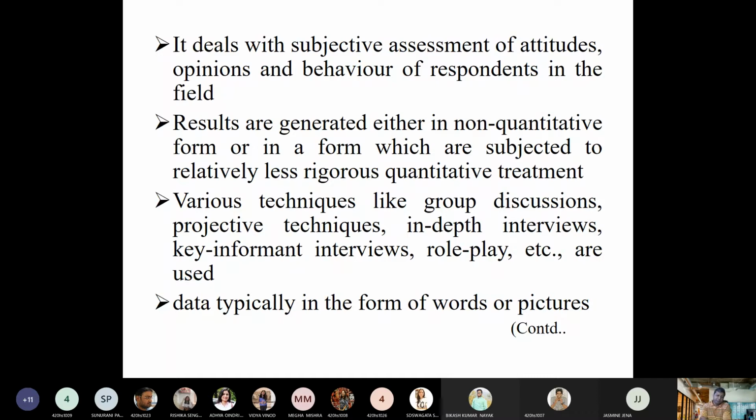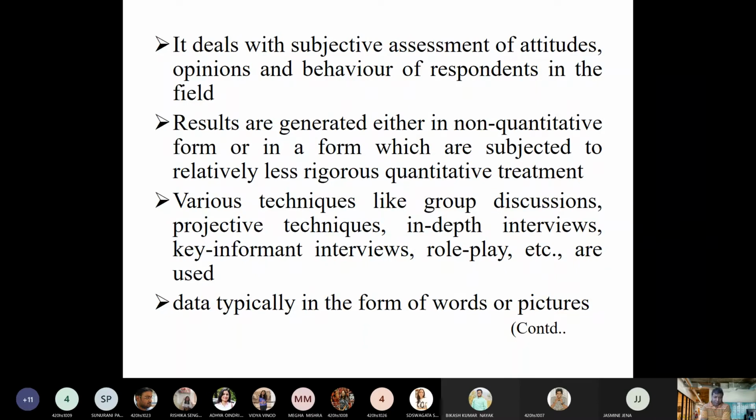We identify some persons who will be useful to you throughout your research in the field. Those are called key informants, and we conduct in-depth interviews with them. Then there is role play; sometimes we do a small street play or role play. Through that we can mobilize the people, get more information, and collect information from the field.